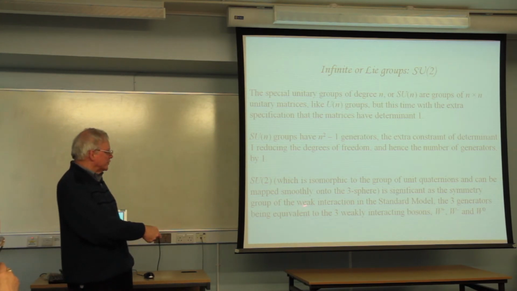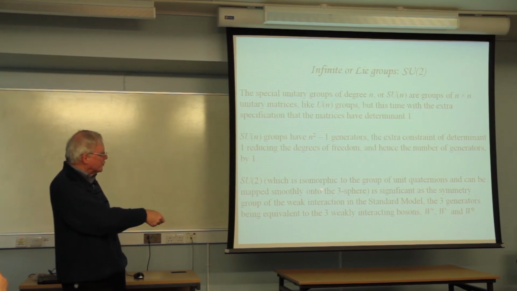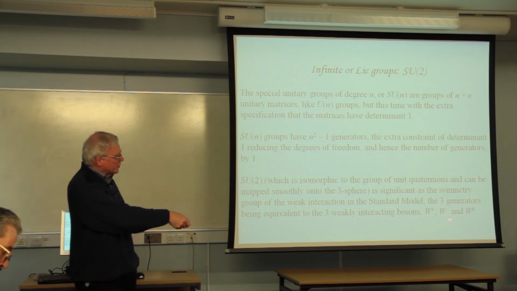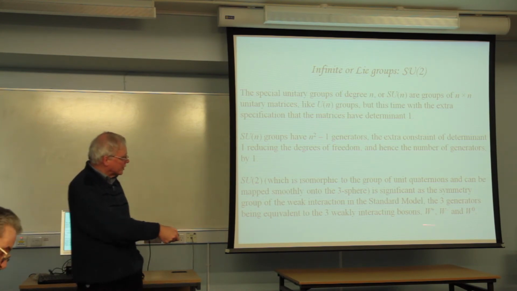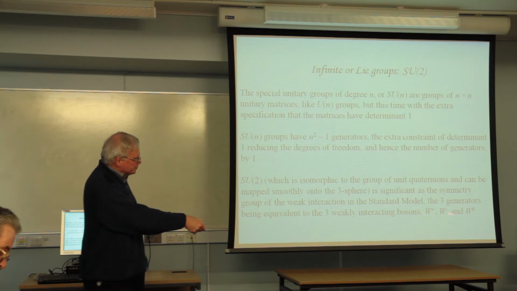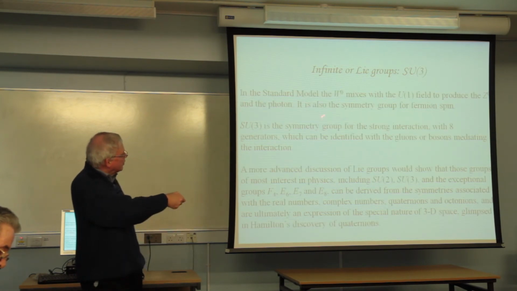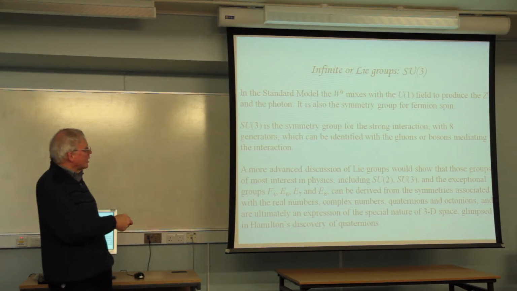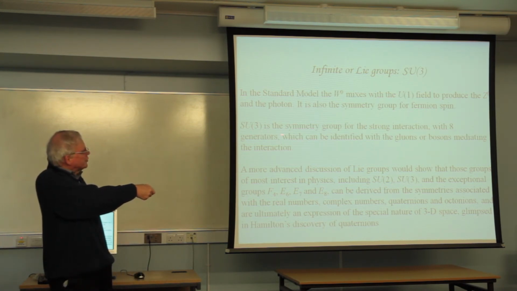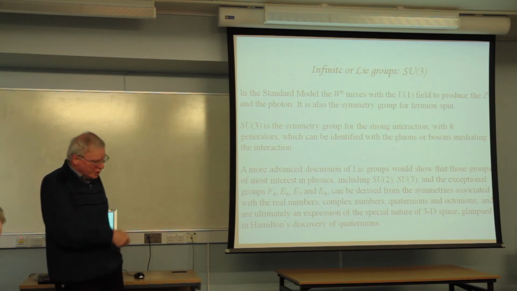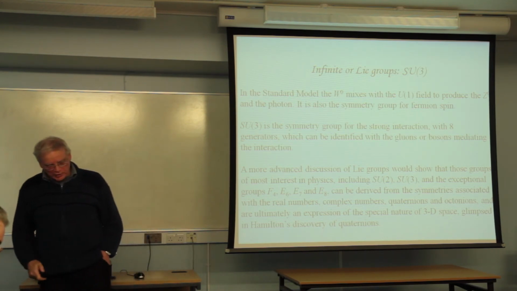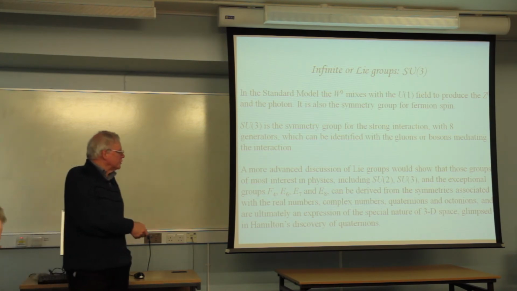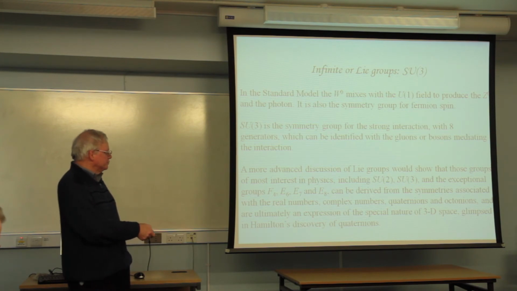But that's standard physics. In standard physics, SU2 is the group for the weak interaction. The 3 generators are called W plus, W minus and W0. And the first 2 are recognizable as the weak bosons, and the third one combines with the U1 field to produce the Z and the photon. I'll leave you to look that up in standard physics. SU3 is the symmetry group of the strong interaction, and again that has n squared minus 1 generators, which is 8, which are identified with the gluons involved in that interaction.